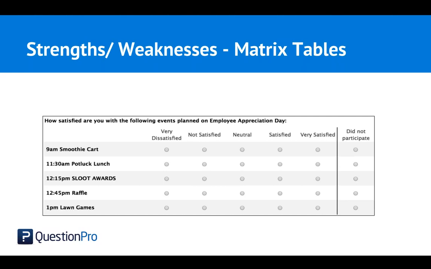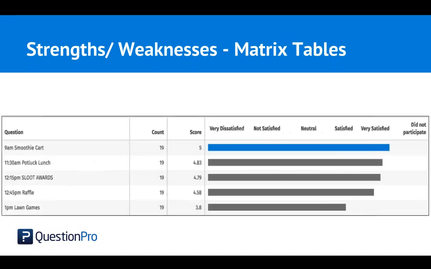Your first matrix table could be around your strength alignment. Your next matrix table within your same survey could be around your weaknesses, and you could analyze the data together. So, aligning your strengths and aligning your weaknesses. So back to you. Sounds good. You click on the next one.